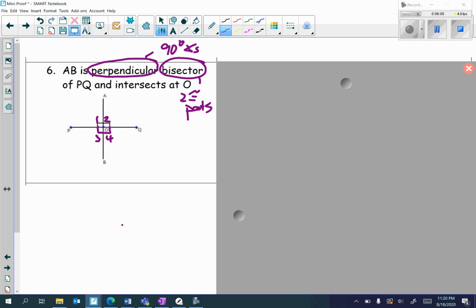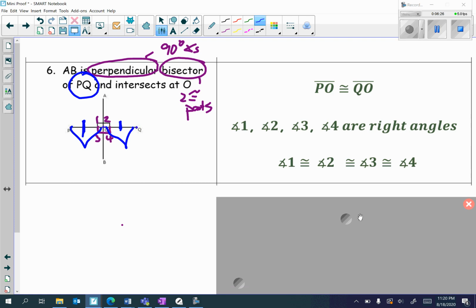But then I also have to take into consideration the word bisector. So I'm bisecting line segment PQ into two congruent parts. So PO is congruent to OQ. And notice I put in these congruent marks, and you should do as well. So again, here are my three conclusions. PO is congruent to QO, considering the bisector definition. Angle 1, angle 2, angle 3, and angle 4 are right angles, and therefore angle 1 is congruent to angle 2, which is congruent to angle 3, which is congruent to angle 4.